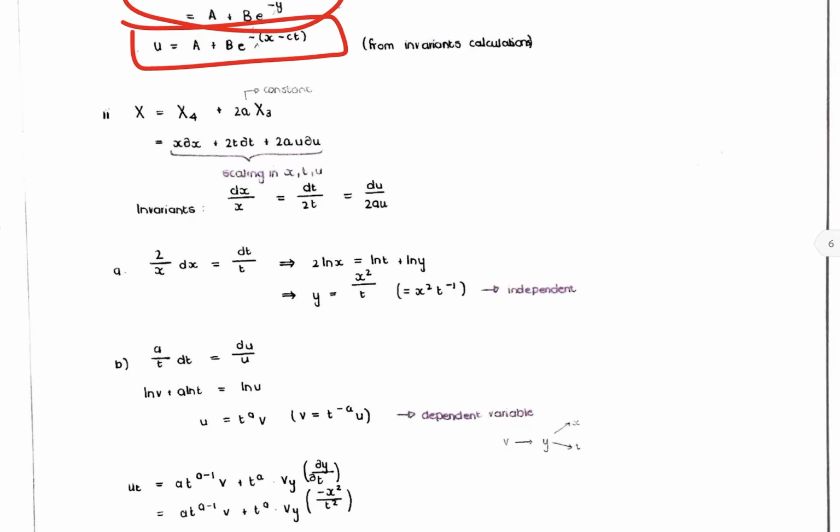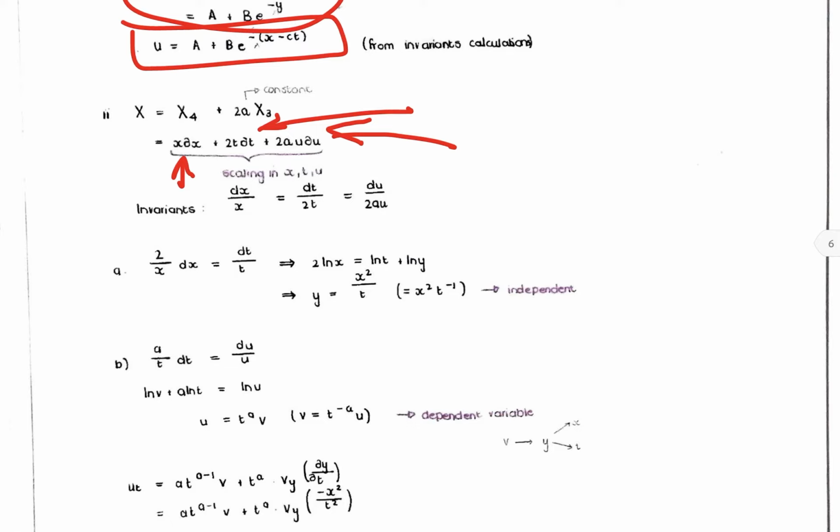You could take other combinations of the vector fields. Here's one taking a combination of the space and time dilation, scaling, and the U scaling. Add the two and we end up with a vector field of this type. And the invariants are determined by dx over x, dt over 2t, and du over 2au. We just chose 2a as a convenient constant, because any linear combination of vector fields is a vector field that leaves invariant the differential equation.